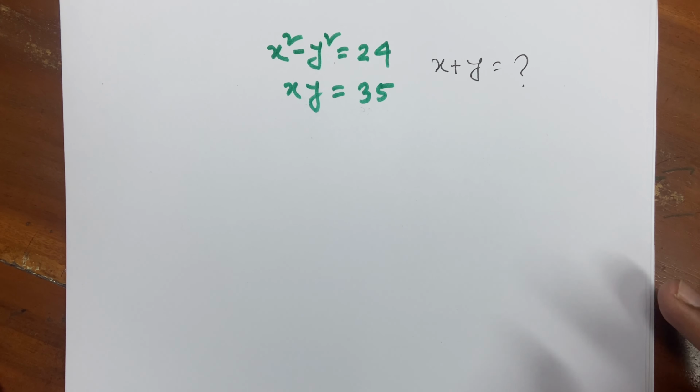Today I solve this problem. It is a math Olympiad question. x squared plus y squared equals 24 and xy equals 35. What is the value of x plus y?